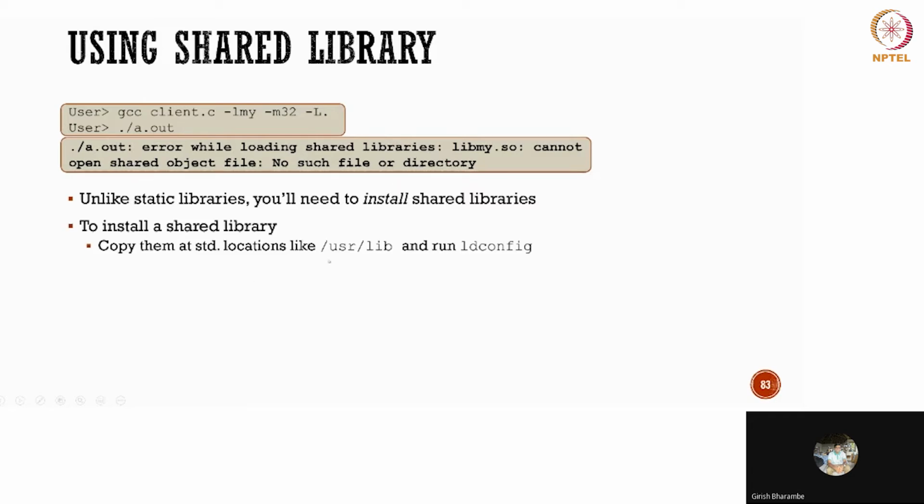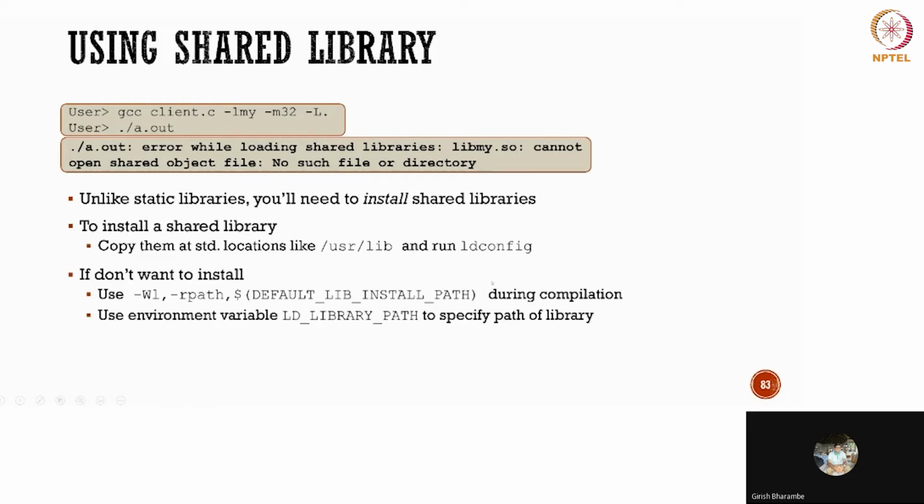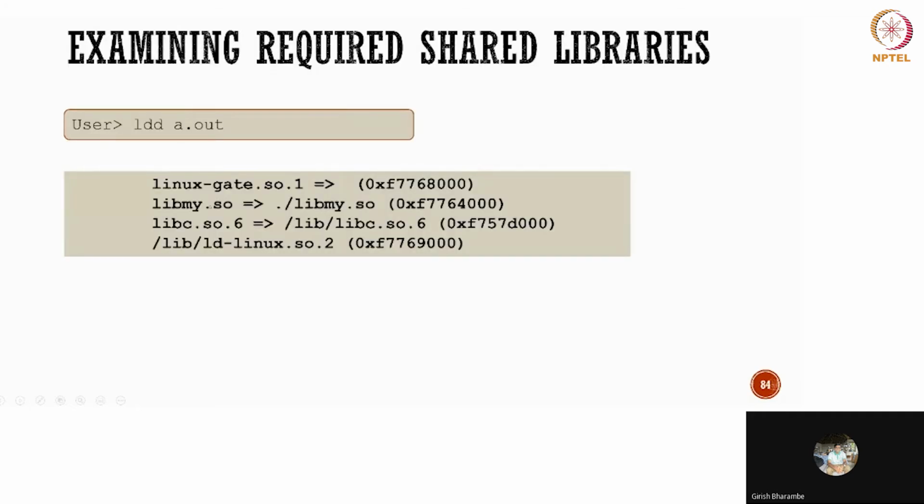Installing them could mean that you might have to copy them to some standard location like /usr/lib and then run ldconfig, which will update it. Or you can hard code the path to it during the compilation. Or you can use an environment variable called LD_LIBRARY_PATH to specify to the dynamic linker from where it can find the dynamic library. Okay. If you have any executable, you can run a command like ldd a.out, which shows what the dependencies are.